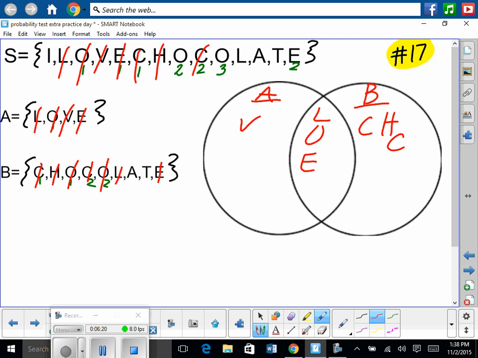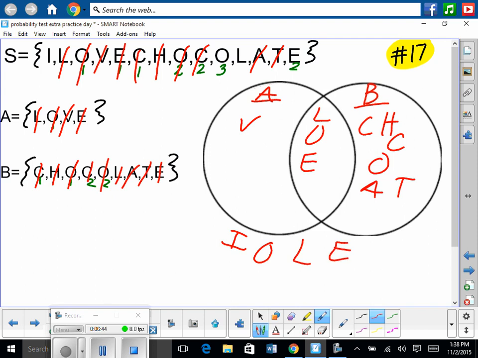Okay, O2, so we have an O in B, an A, a T, an E. That's it, right? We already had E crossed out. So now let's look at our sample space. What's floating? An I, L, an I, an O, an L, and an E.